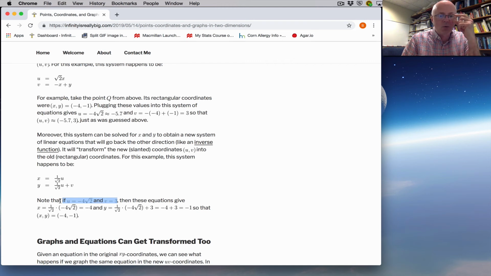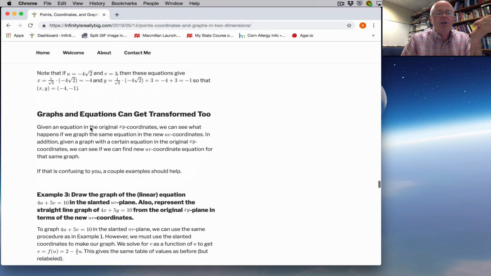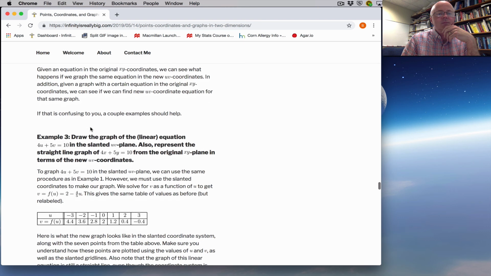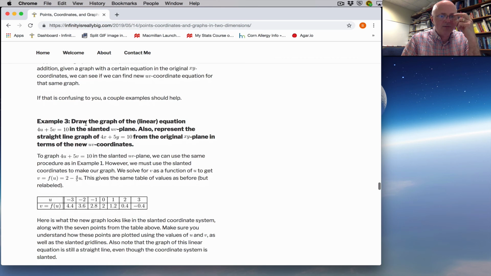So the actual U coordinate of that point was -4 square root of 2, just like I set up here. Graphs and equations can be transformed as well. So example 3 is to draw a graph of this linear equation in the slanted UV plane. Does that mean it would be the same graph as the original?